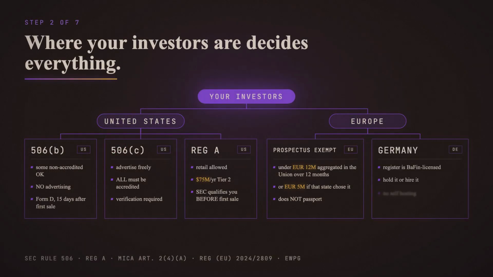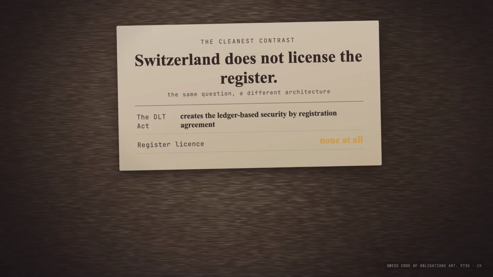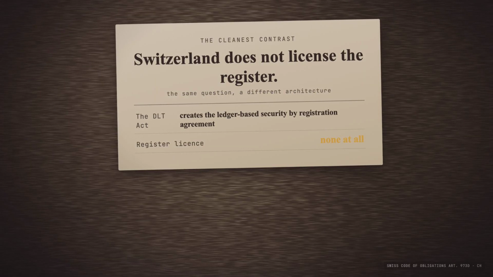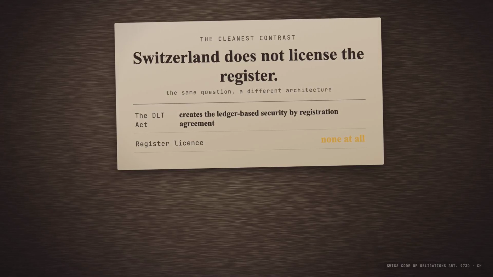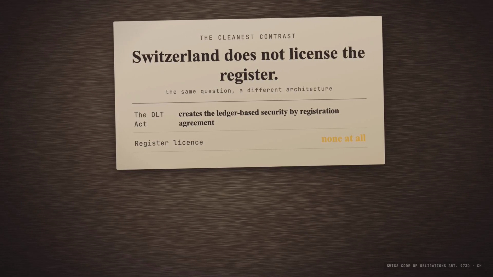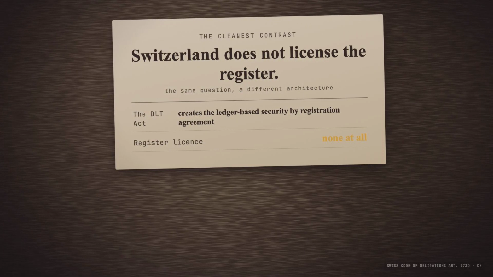Germany adds a gate nobody expects. Under the Electronic Securities Act, the register recording who owns your crypto security is a licensed activity. You hold a BaFin license, or you hire someone who does. You cannot self-host it. Switzerland is the cleanest contrast. Its DLT Act creates the ledger-based security through a registration agreement and properties of the ledger, with no register license at all.